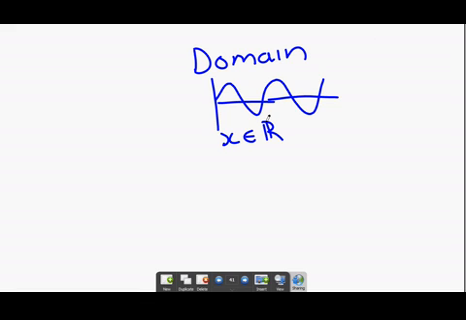And if they don't specify a given domain, normally the domain, they don't normally ask for it, but if they do ask for it, normally it's x, an element of all real numbers. And that's for the cos graph and the sine graph. But usually this question is very vague and it's not commonly asked.